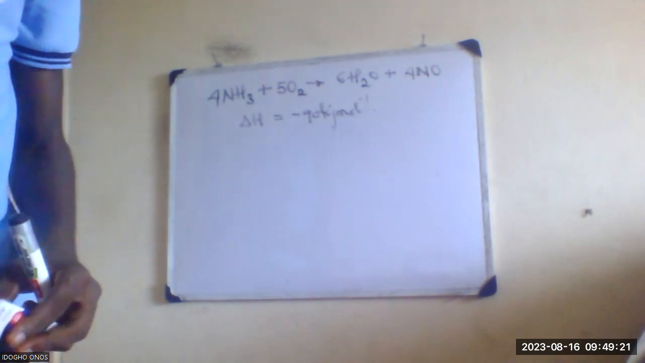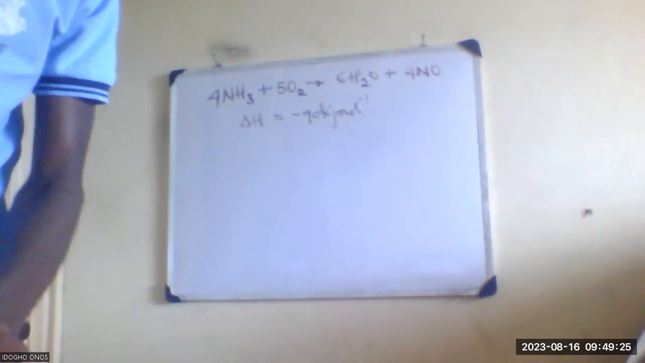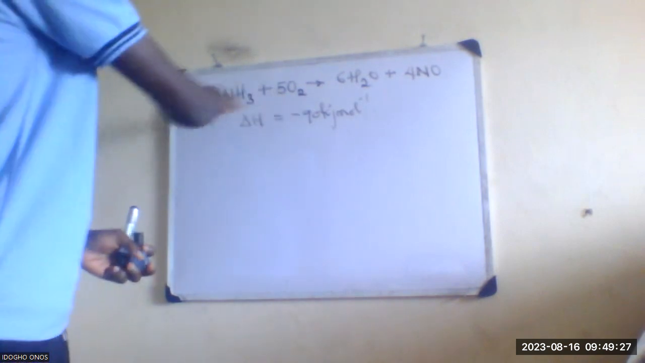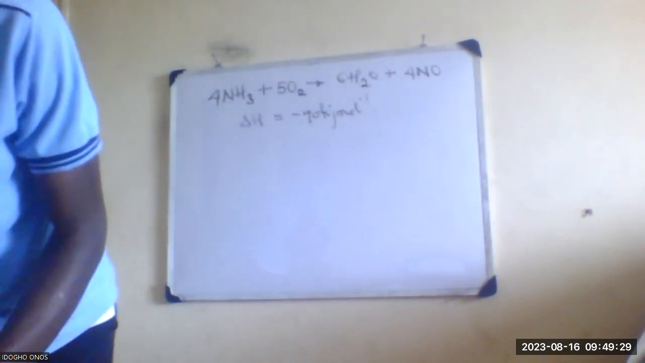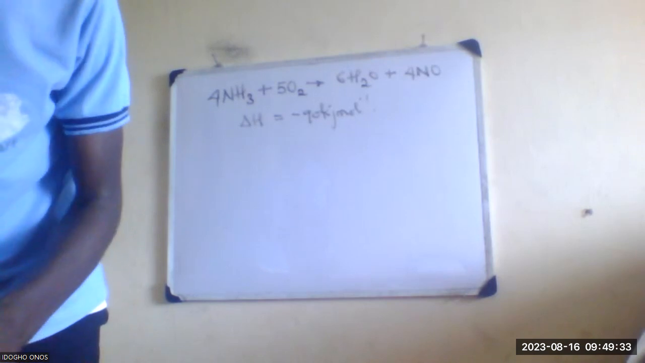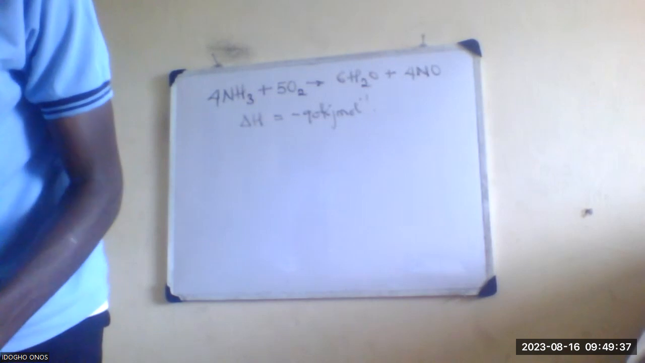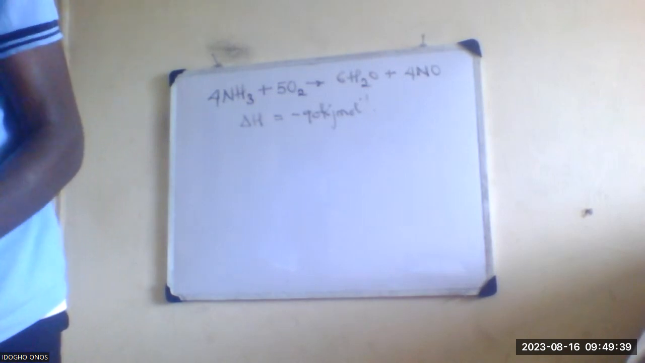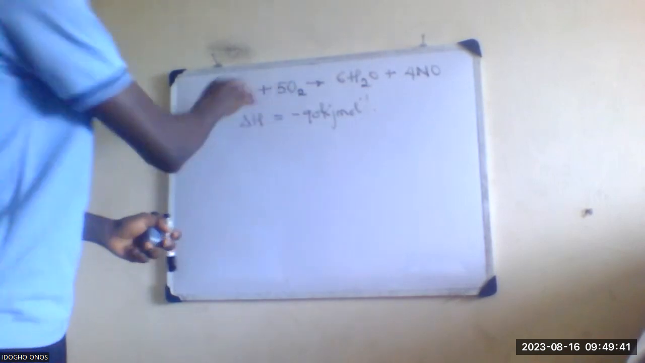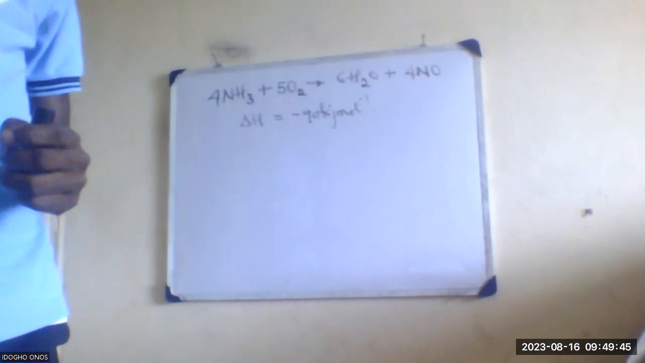Did you get the question? Yes. Sorry, was that part of the question? Yes, this is part of the equation. Sketch and label the energy profile diagram to show the effect of the presence of Pt/Rh on the reaction represented by the following equation. So this is the equation for the reaction.